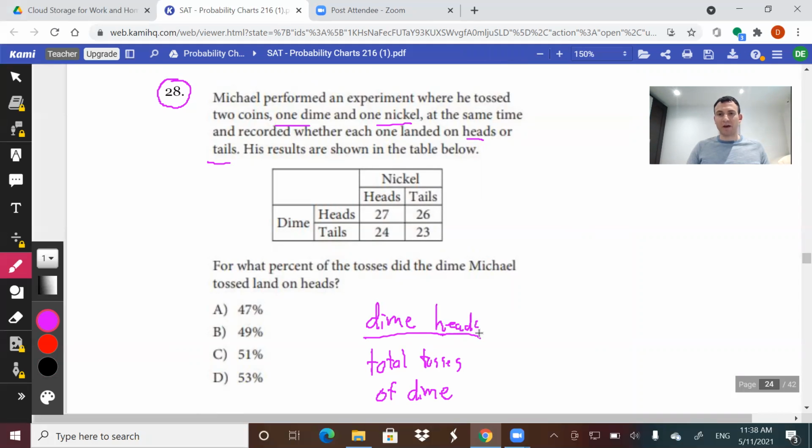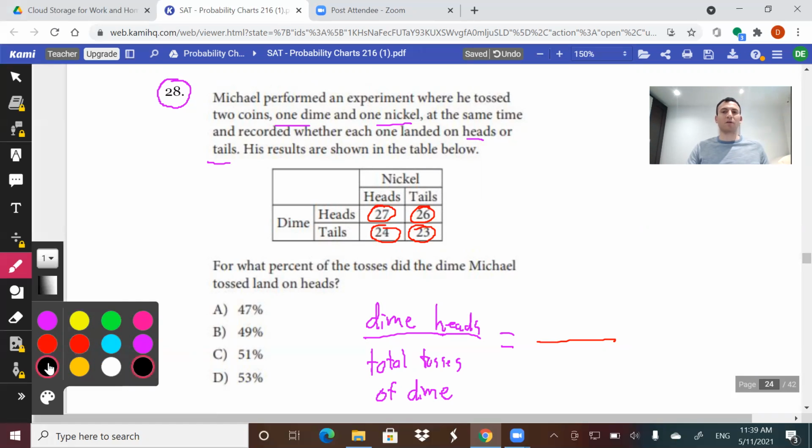So let's break this down. I find it always helps to kind of write what you want over what you're choosing from. So total tosses of the dime. So if we look at it, 27 times the dime lands on heads, the nickel lands on heads. So they both land on heads. 26 times you get the dime on heads, nickel on tails. Then 24 times dime tails, nickel heads. 23 times dime tails, nickel tails.